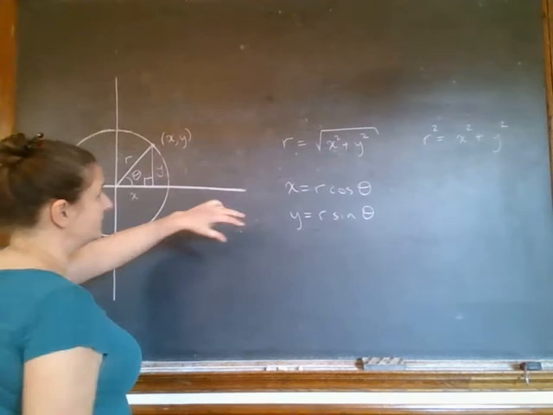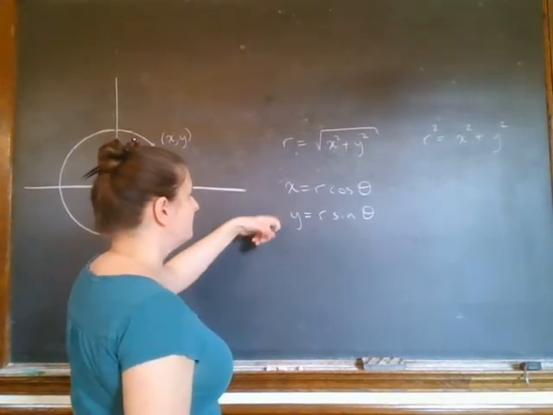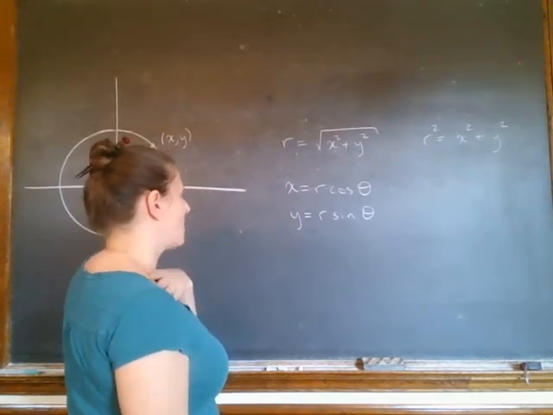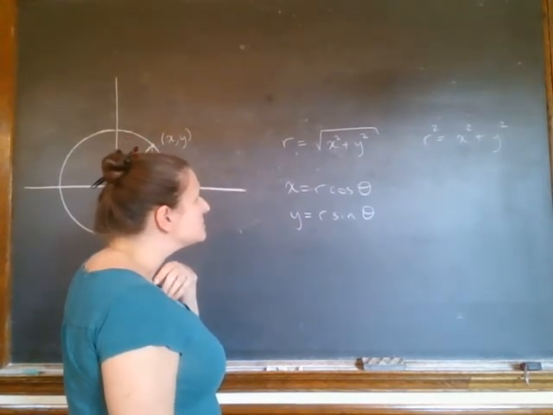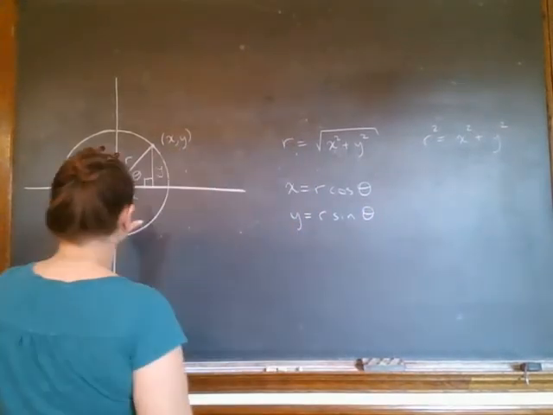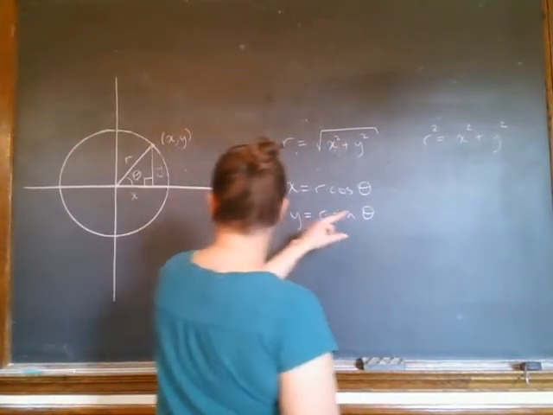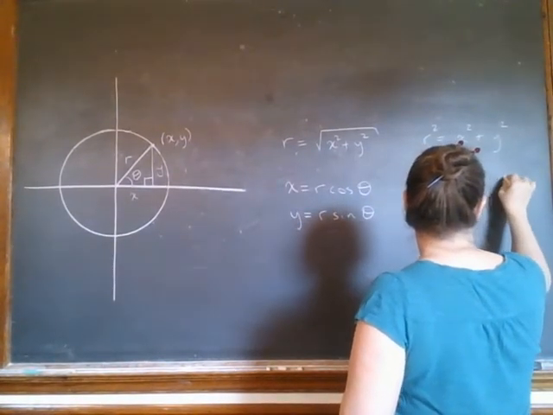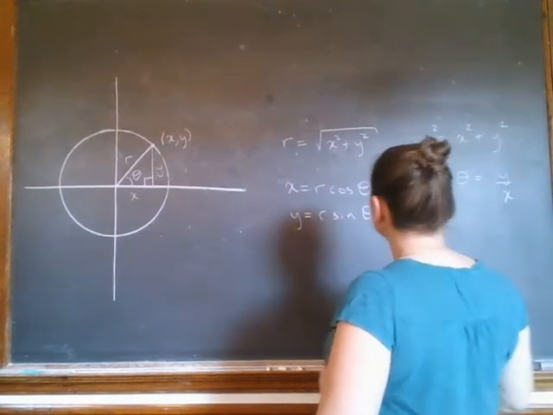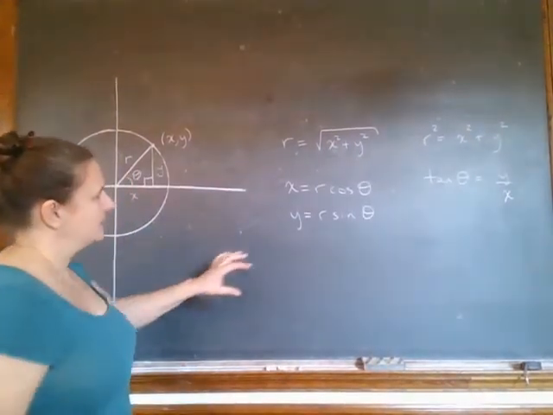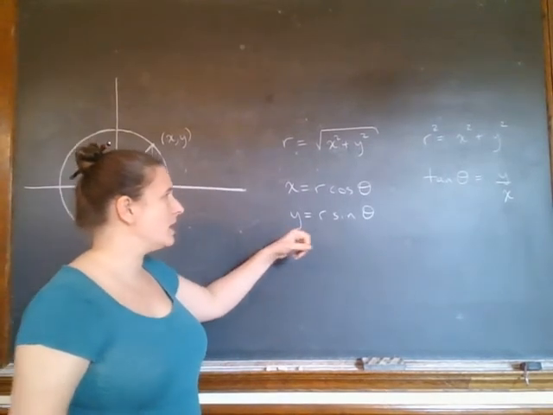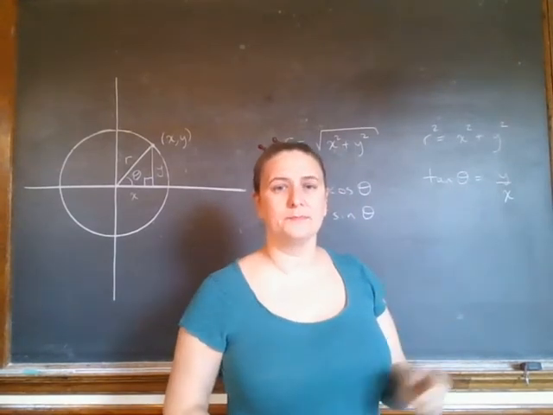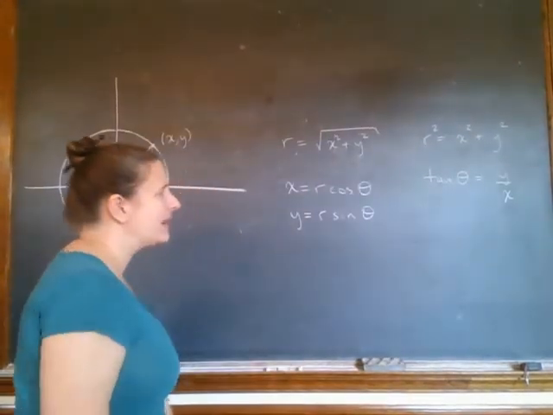Given some r and theta, you can figure out the x and y. Given the x and y, you can figure out the r and theta. Using this, also, I can say that tangent theta is y over x. So basically, given r and theta, we can get to x and y, and given x and y, we can get to r and theta in this way. Okay? So that's not that bad.